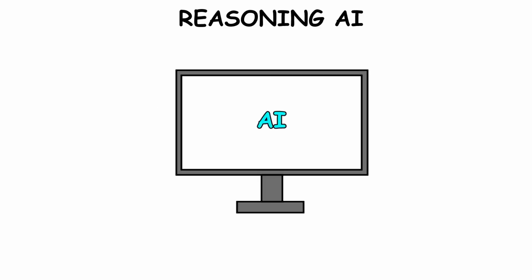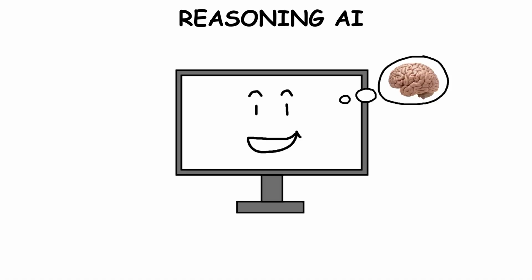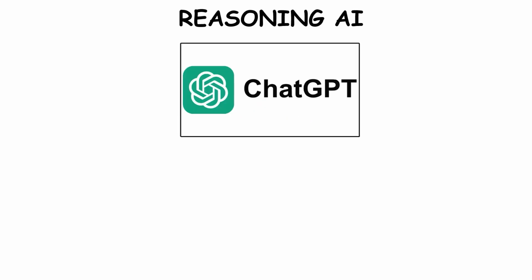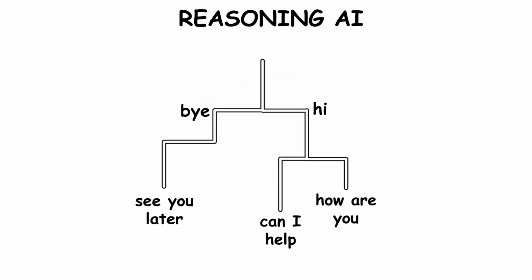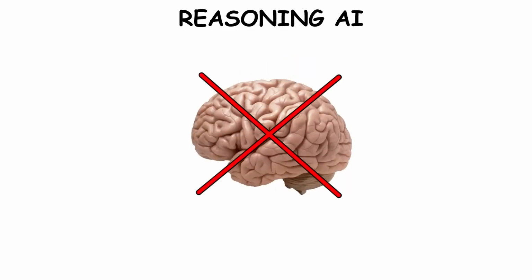Many AI models today might seem like they're reasoning, but they're still considered narrow AI because they don't actually understand the world. For example, ChatGPT can answer complicated questions and hold conversations, which feels like reasoning, but it's really just following patterns in data, not truly understanding or being aware.